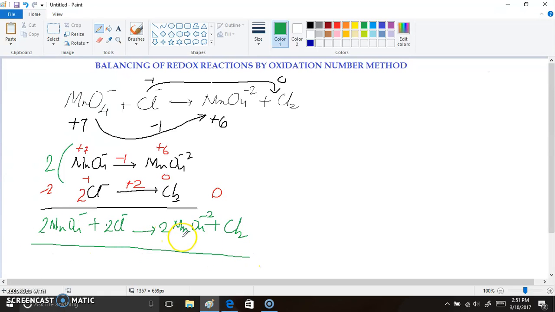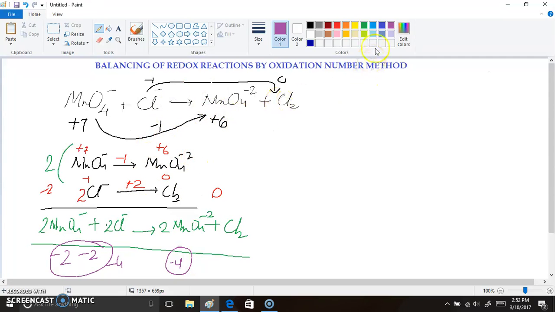2 manganese, 2 manganese, 2 4s are 8 oxygens, 2 4s are 8 oxygens, 2 chlorines and 2 chlorines. Charges also you can see, I am just giving you with another color. Here the charge is minus 2, here the charge is minus 2. So the total charge on this side is minus 4 and here the charge is also minus 4. Charge is balanced and everything is balanced. So this type of method is called the oxidation number method. Very simple and very important. In a short way, you can easily solve. I'll give you one more example.